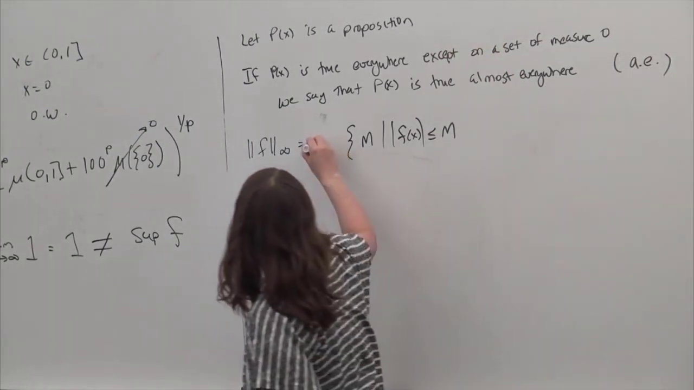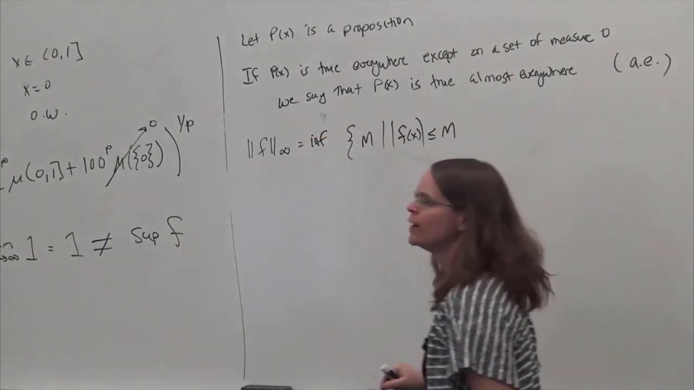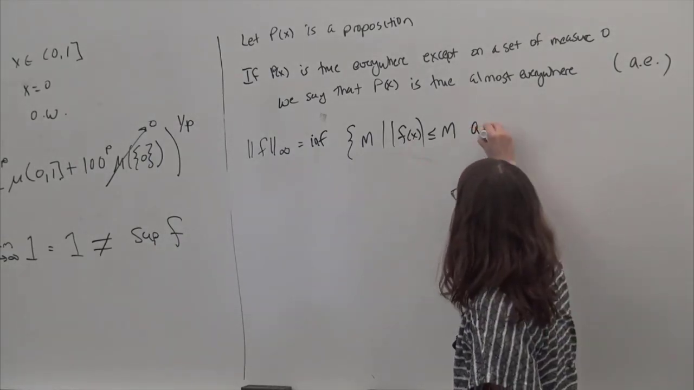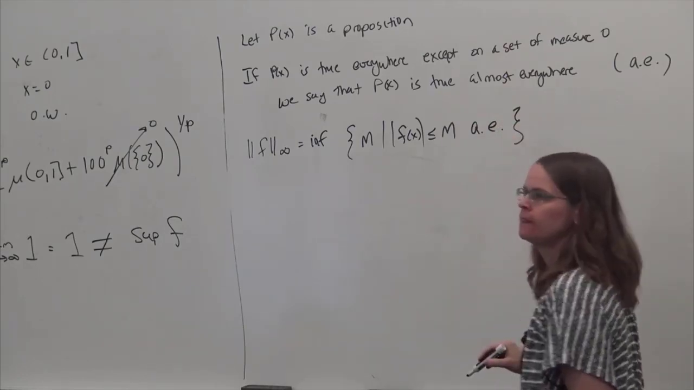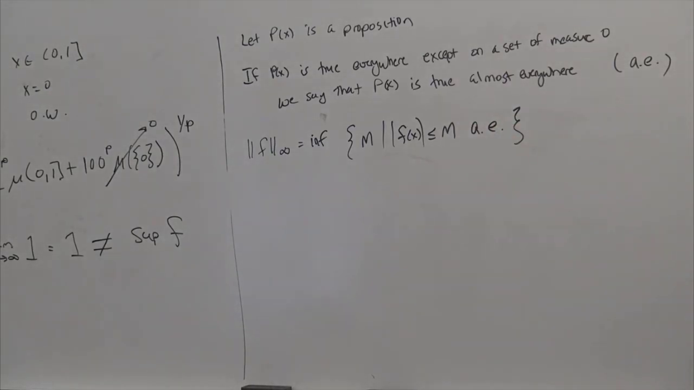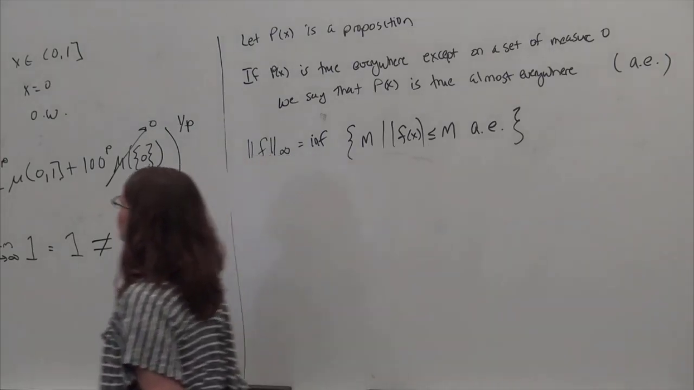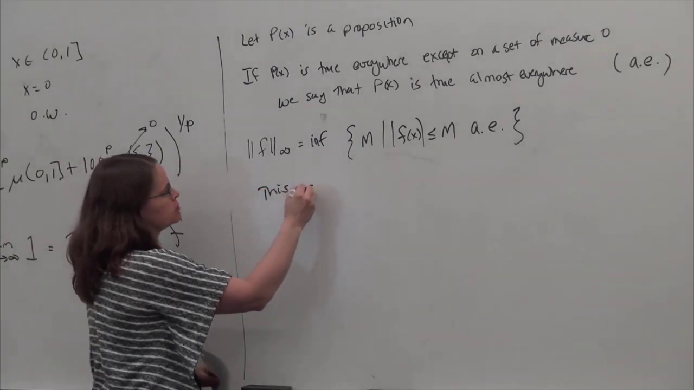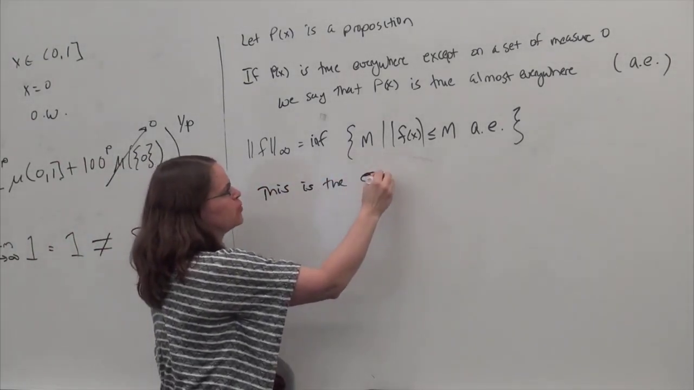I'm still going to do an infimum here, but I'm going to make one exception. I'm going to say this doesn't have to be true everywhere. This has to be true almost everywhere. So we find the collection of numbers that are always bigger than f, except maybe on a set of measure 0. I take the infimum of those, and I get what is called the essential supremum here. In this case, the essential supremum of this would be 1, which is coming out as our infinity norm here. So this is the essential supremum.